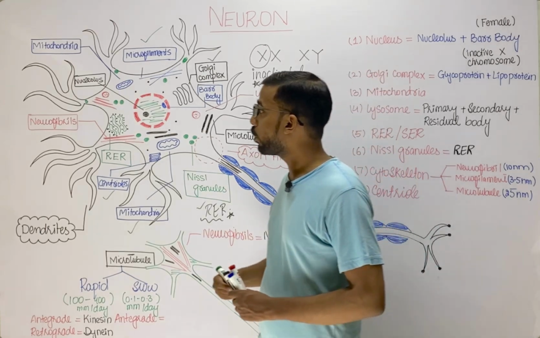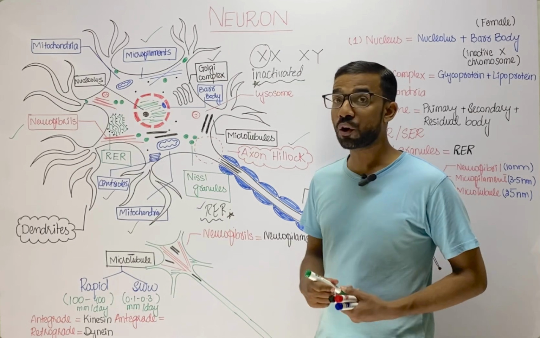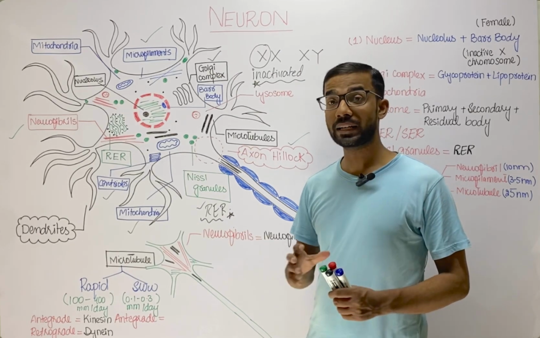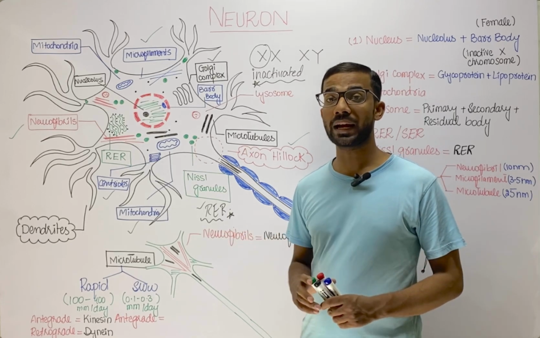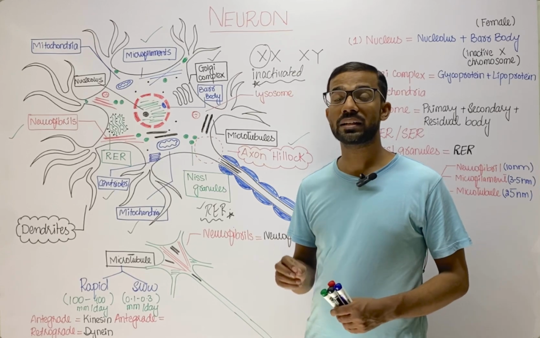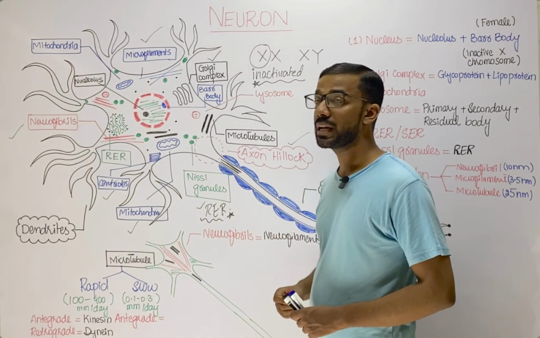Okay, and along with that, you will also see the presence of the neurofibrils. Neurofibrils are made up of neurofilaments. Bundles of neurofilaments combine, and this results in the formation of the neurofibrils. That is an important component of the cytoskeleton and maintains the shape of the cell body.